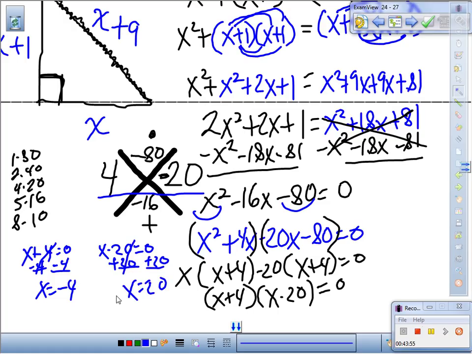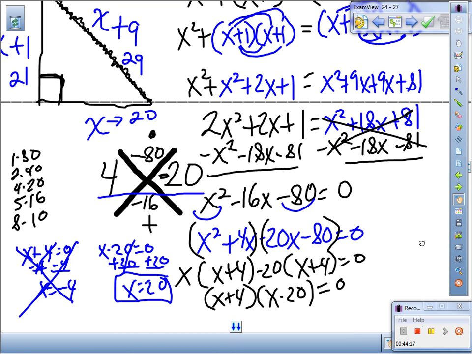Which one of these two are we using, guys? The positive, because distances or time are not counted in negatives. So what does that mean? That this side measures 20. This one is x plus 1, which is 20 plus 1, which is 21. And this one is what? 29. All right. So let's just write our statements.